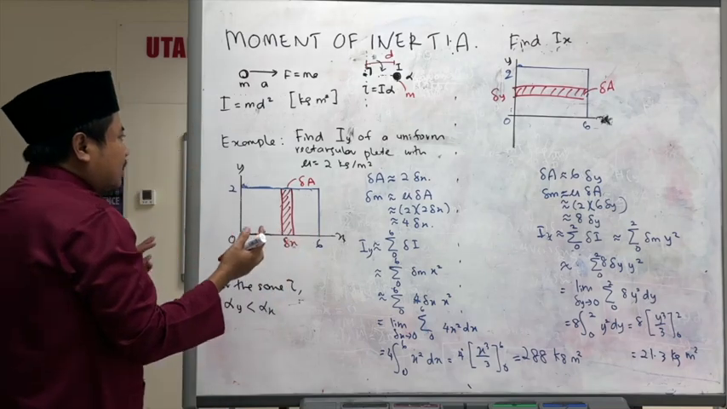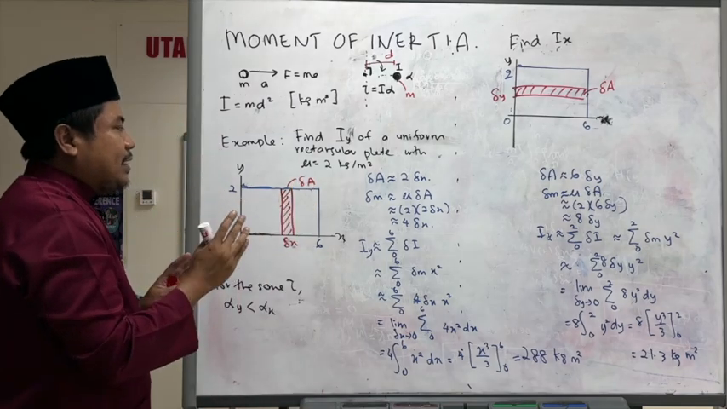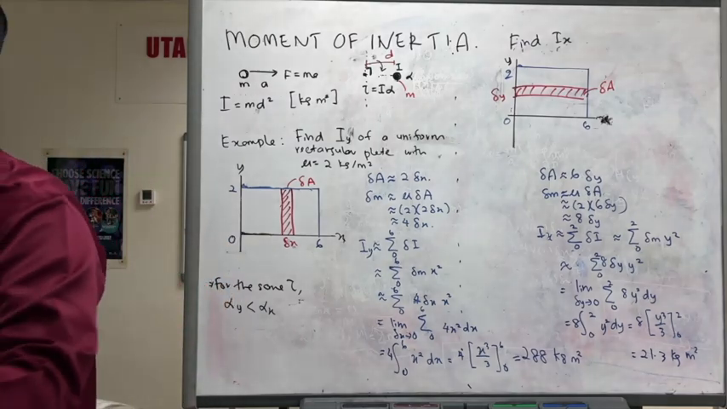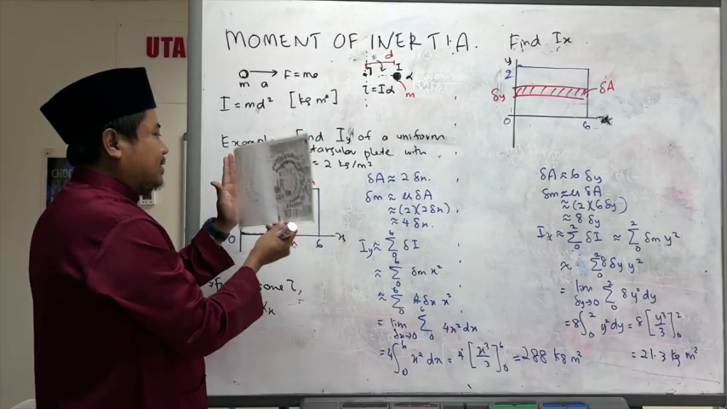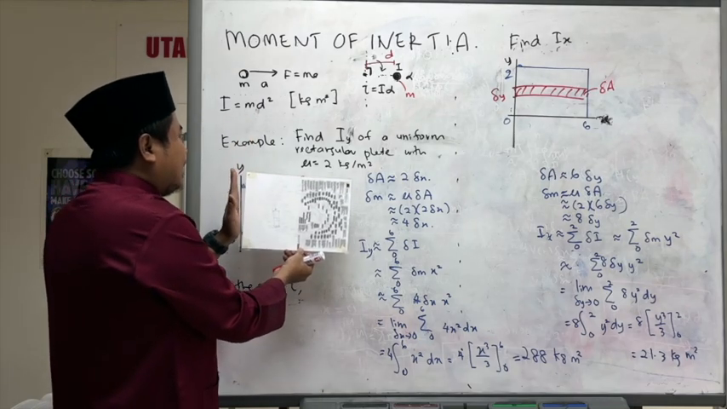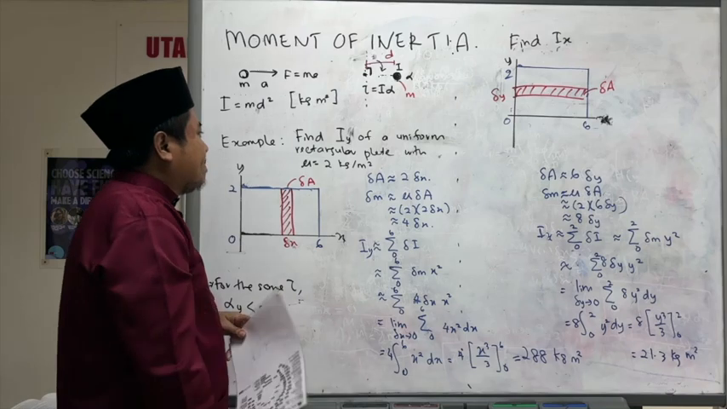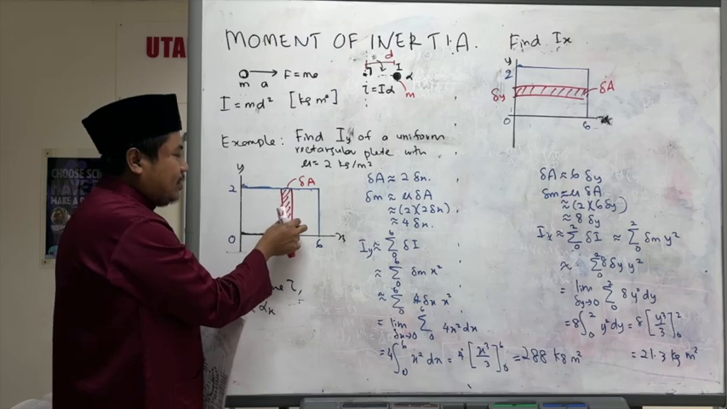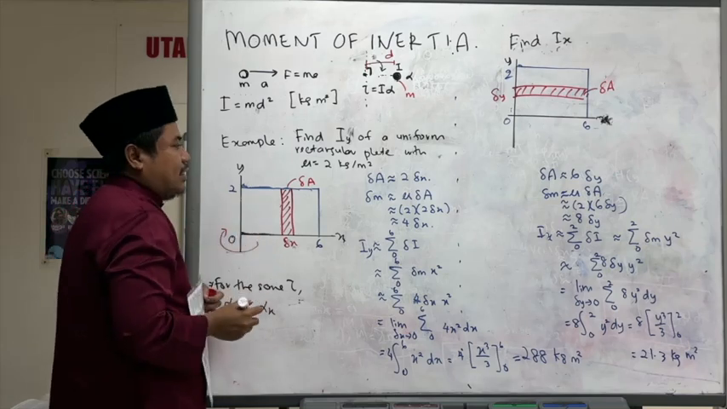So why do I put Iy? Iy means rotation around the y-axis. For this problem, we want to find the moment of inertia with respect to the y-axis. So let's start by considering one strip of the plate which will be rotated around the y-axis. You can see how it rotates.